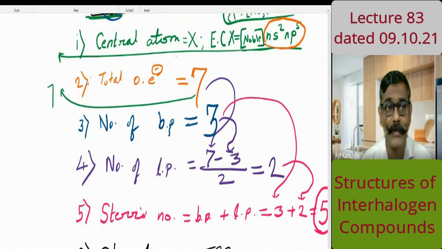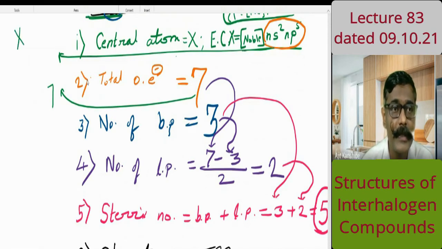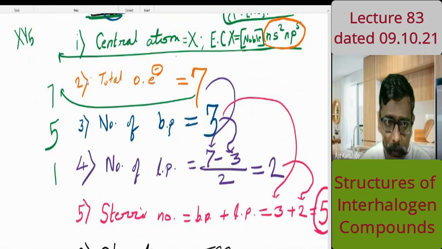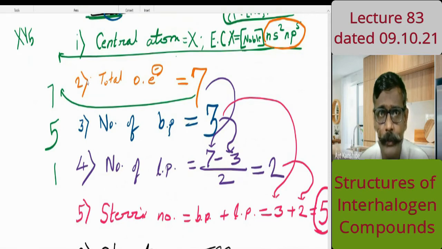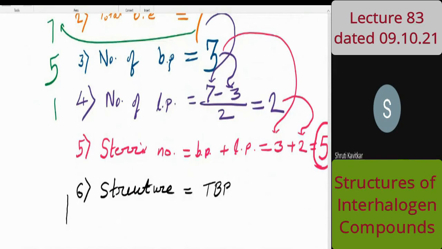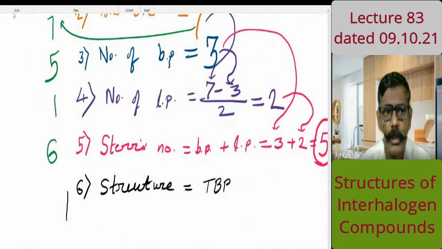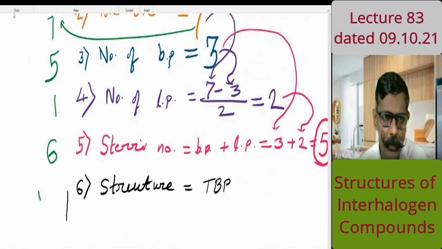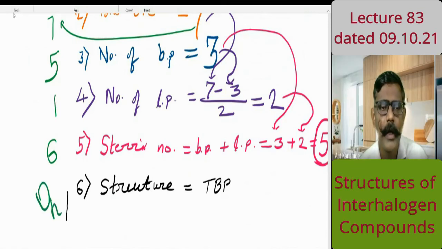Number of bond pairs, yes, I am considering XY5. How many bond pairs are there? 5. How many lone pairs will be there? 1. Right, 1. Ganesh and Rishikesh, are you following? Yes, sir. Okay. So what is the steric number? 6. Right, it is 6. If 6, then what is the structure? Octahedral. Right, the structure will be octahedral.